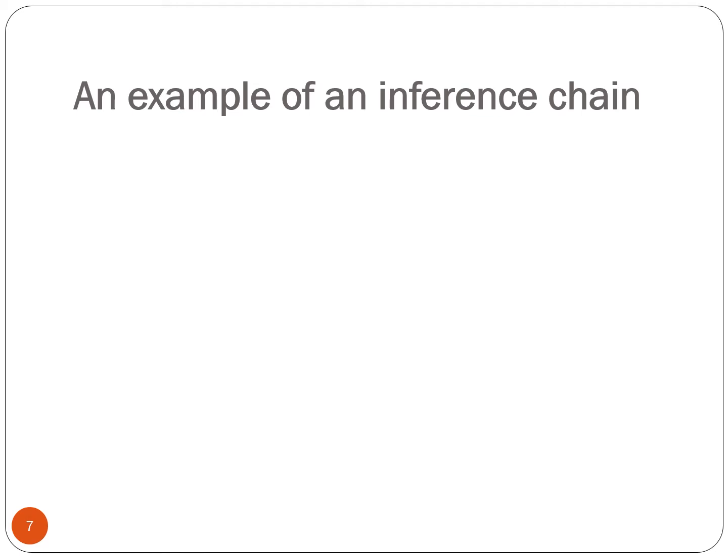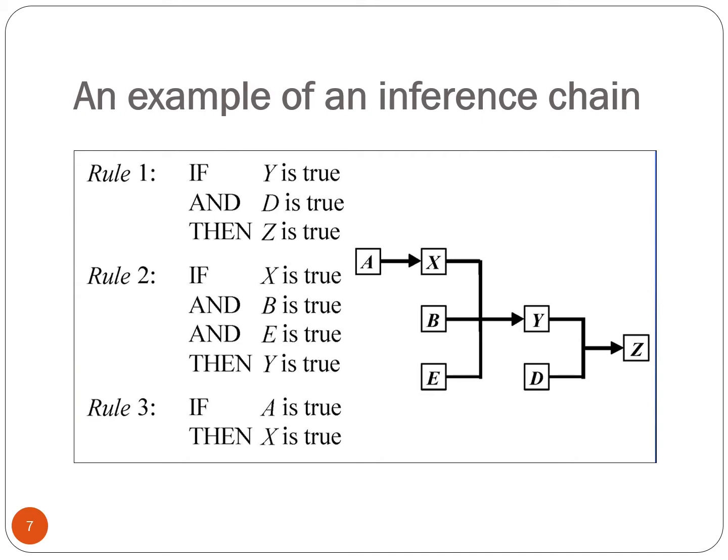Okay, an example of the inference engine. Here we have three rules. Rule number one: if Y is true and D is true, then Z is true. When the facts in the database show Y is the same as D, then Z will be true, and this Z is the new fact produced by firing rule number one.